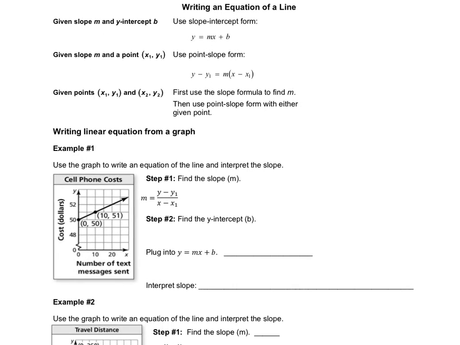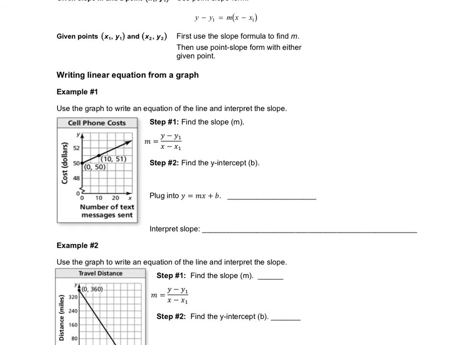So for the first example, we're going to use the graph to write an equation of a line and interpret the slope. Step 1 is finding the slope of the line. m is equal to y minus y1 over x minus x1. So we have 2 points that we are going to use in order to find the slope. So we're going to use 51 minus 50 over 10 minus 0. So this will equal 1 over 10, which is our slope.